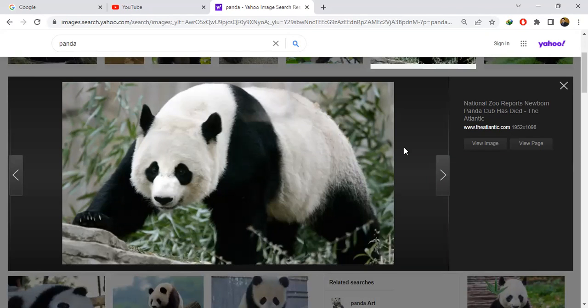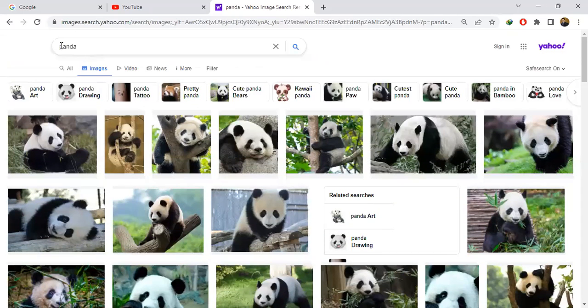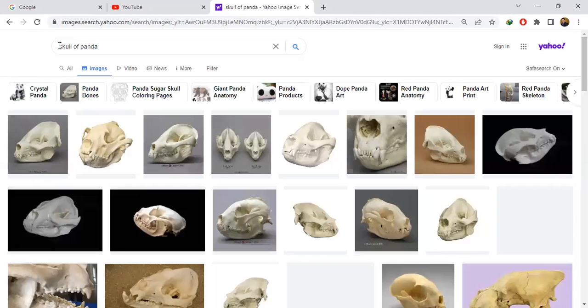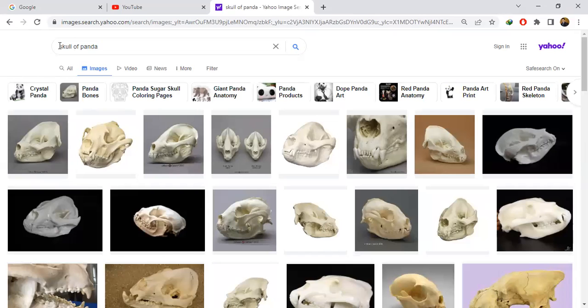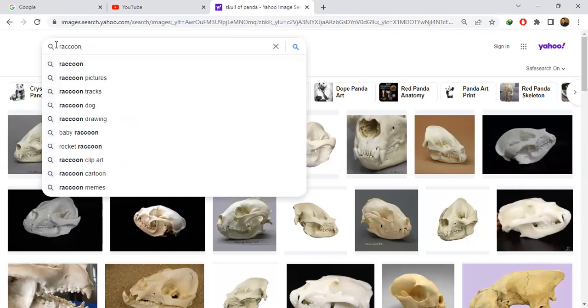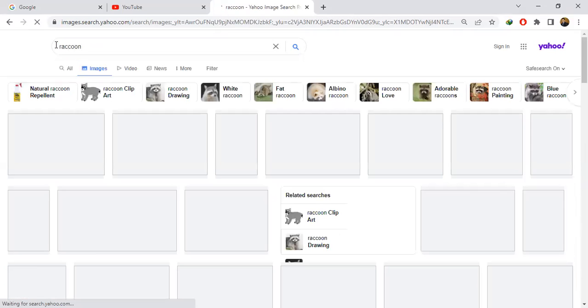Panda is a bear. Even scientists looking at its external morphology concluded that panda is a, what is it? Yeah, a bear. Later, when they examined the skull of panda, the skull was very close to the animal group called, what is it? Raccoons.